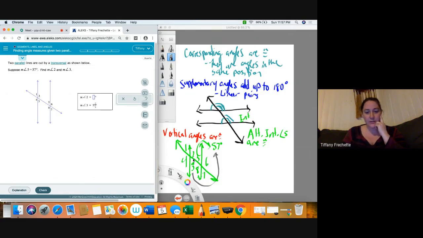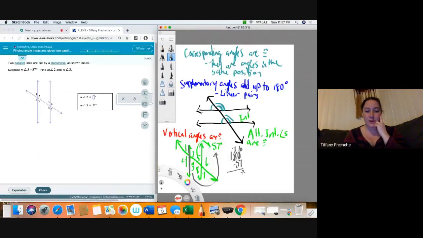So now we can use the supplementary angles that add up to 180, which are also linear pairs. Because if we look at these two, 3 and 2 are on the same line. So I know they have to add up to 180 degrees. And I already know that 3 is 57. So I'm going to subtract here. And I get 127. Sorry, 123. We get 123.